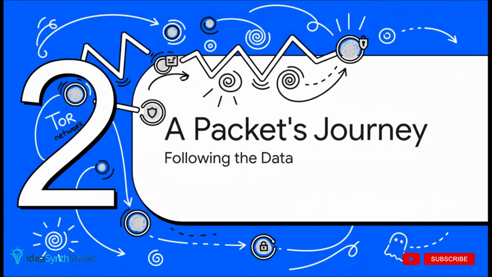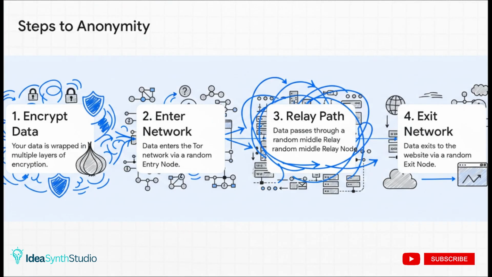So what does this packet's journey actually look like in practice? Let's follow a little piece of your data as it goes on this anonymous trip through the Tor network. It really boils down to four key steps. First, your data gets encrypted. Then it enters the network. After that, it gets relayed, or bounced around, through the network. And finally, it exits the network and goes to its destination.